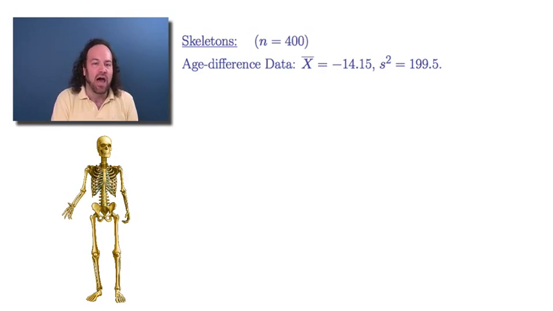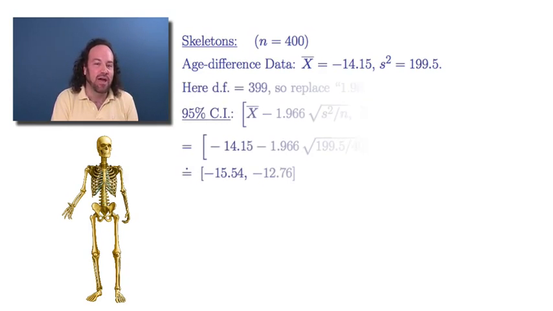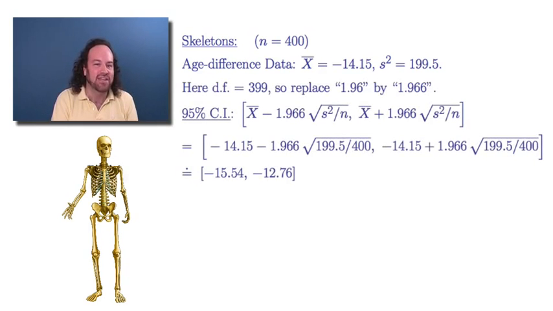Well, it turns out that if n is 400, so there's 399 degrees of freedom, then the value we want to use for a 95% confidence interval, instead of 1.96, well, is about 1.966, so just a tiny bit larger. And we can plug that in and we see we get a 95% confidence interval for those age differences, for the true mean of them.